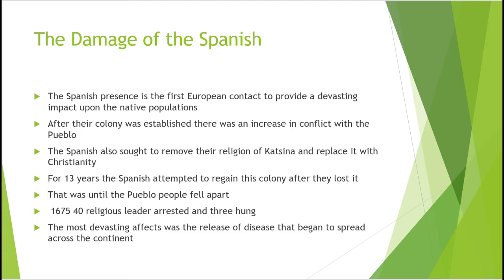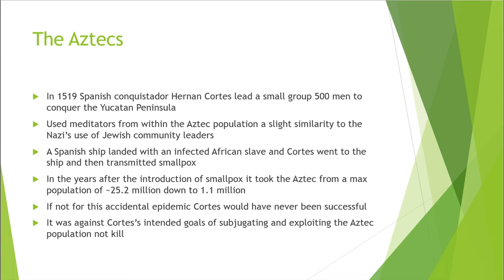For 13 years, the Spanish attempted to regain the colony after they were driven out of it by the Pueblo. The only reason that they were able to regain it was when the Pueblo people lost their unity and fell apart. This led to 40 religious leaders being arrested in 1675, three of whom were hung. The most devastating effect of this interaction is not the years of conflict, but the release of disease that began to spread across the continent.